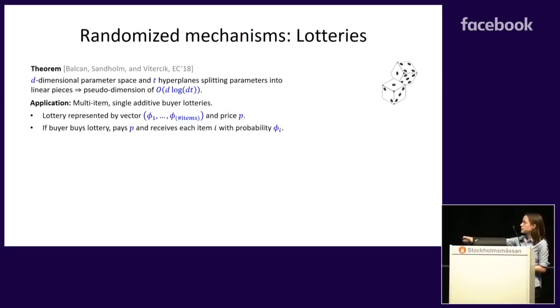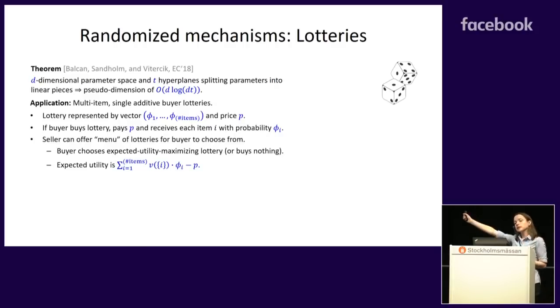And so a lottery is represented by a vector, phi 1 up through phi number of items, so it's a number-of-items-dimensional vector, and a price p. The way it works is that if the buyer chooses to buy the lottery, they're going to pay a price of p, and they're going to receive each item i with probability phi i. A way that the seller can get even more revenue is by offering a menu of lotteries. This is where the seller offers the buyer multiple lotteries, and the buyer chooses whichever lottery maximizes his expected utility.